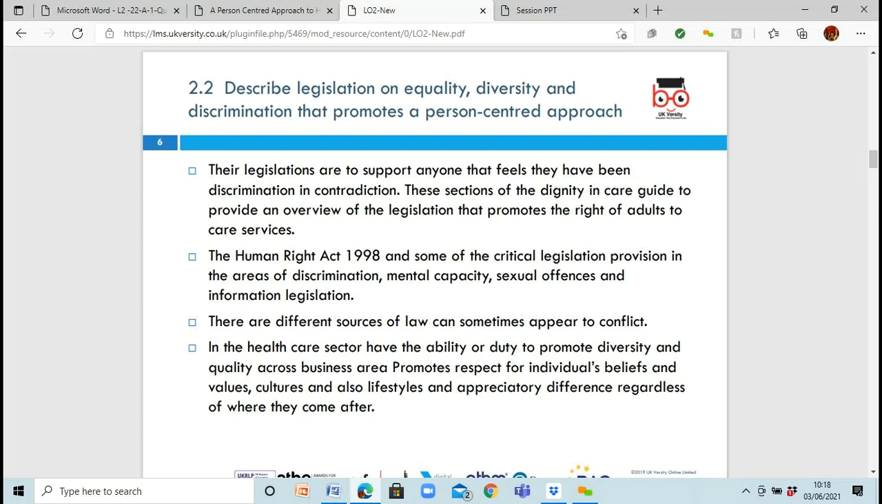So within healthcare, we've got a duty to promote diversity and equality across all areas. So as long as we're promoting respect, looking at people's beliefs and respecting them, respecting their values, cultures, and lifestyles, and also appreciating their differences. So for you looking at someone coming into your care, you might think, oh my goodness, I've never seen a person like this, or I haven't seen someone who's got this type of thoughts and values. But then again, they might be thinking the same thing about you. So it's always good to make sure that even if everyone's got differences, you just value them and respect them. You don't have to agree with them. It's just to be respectful.